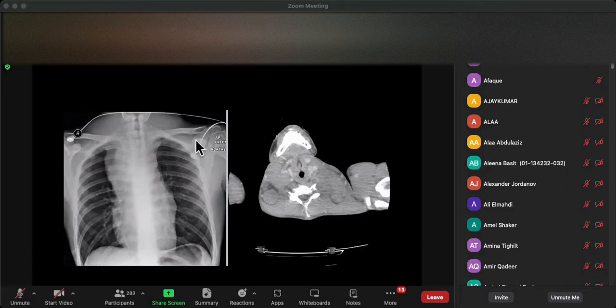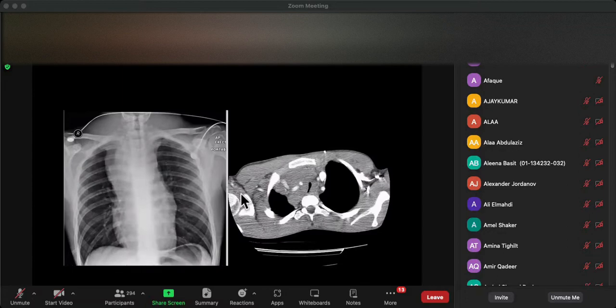Don't forget lymphoma. We've got neck nodes here, which are seen on the CT scan. But looking back on the plain film, you can actually see that the neck is swollen. So don't ignore lymphadenopathy in the neck. It does give you a clue as to what might be going on in the mediastinum.